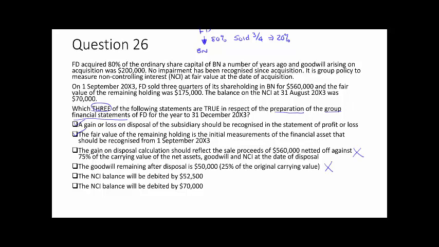The final two options then refer to the non-controlling interest to be shown, but again, non-controlling interest relates to the consolidation process and how we account for subsidiaries. So just looking back through the question, it tells us that the balance on NCI just before the disposal of shares was $70,000, and it's that full $70,000 which we would need to reverse to cancel out of the SFP. So the final correct answer is that the NCI balance will be debited by that $70,000.